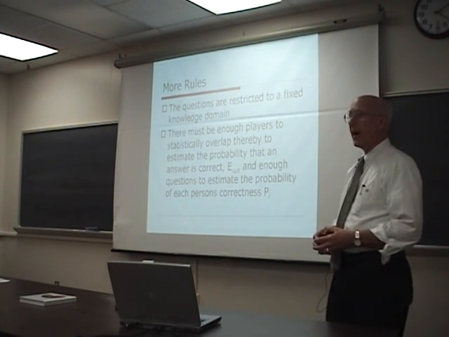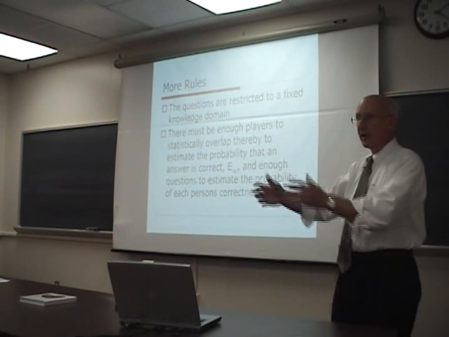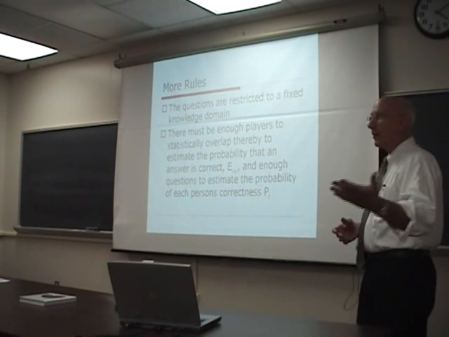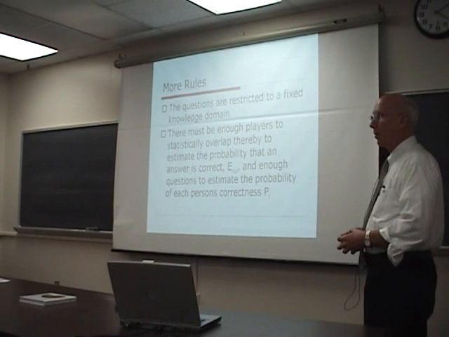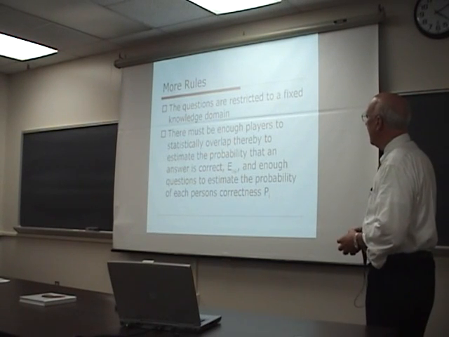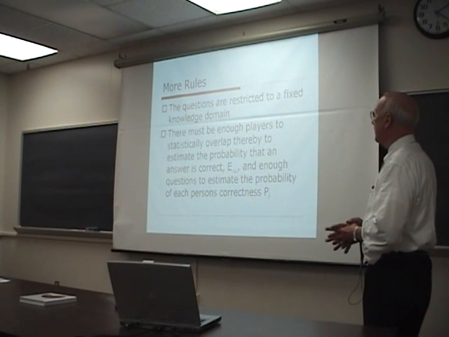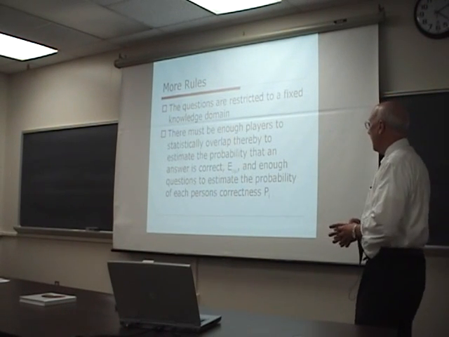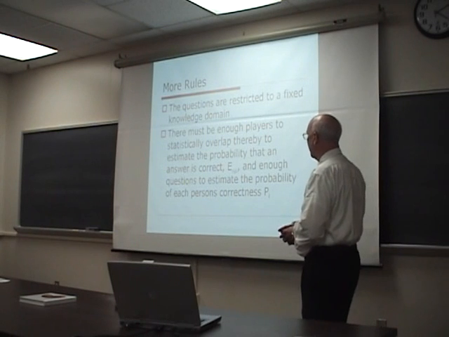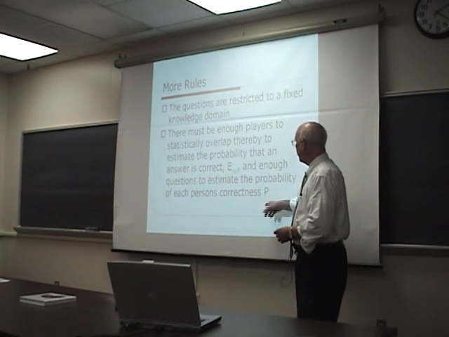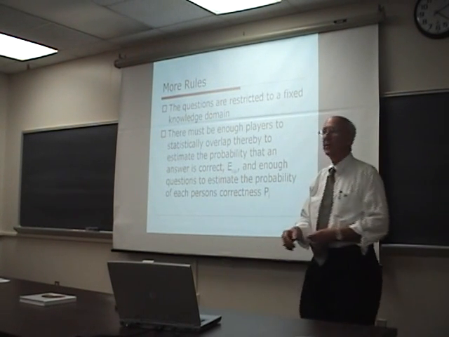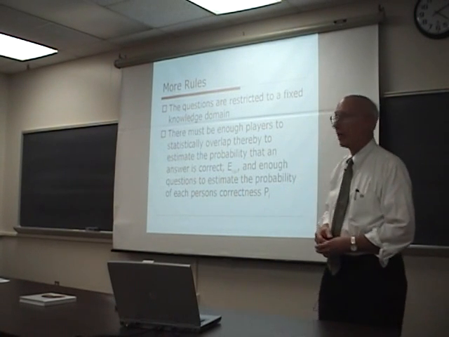And that's only going to be valid within a certain knowledge domain, like organic chemistry or intermediate energy particle physics or anatomy or something like that. There must be enough players to statistically overlap, thereby estimate the probability that an answer is correct, and enough questions to estimate the probability of each person's correctness. So in what follows, P sub I is the probability that person I is correct in that domain of knowledge.